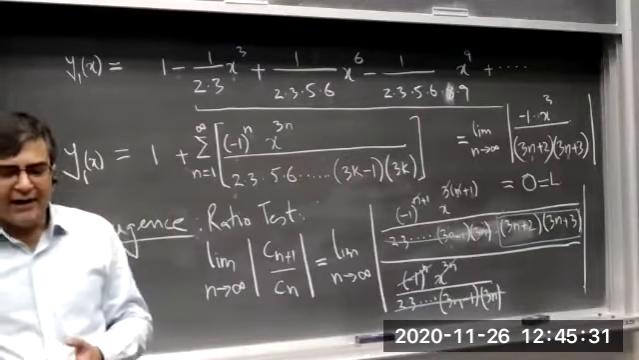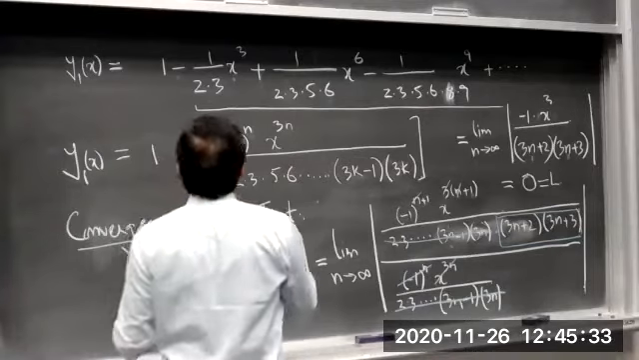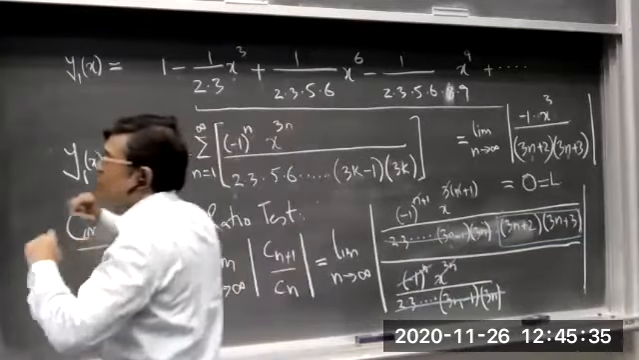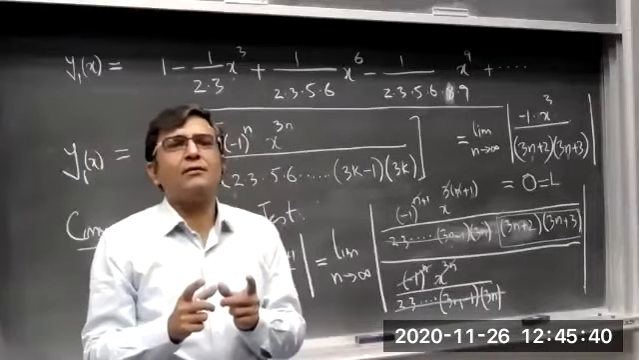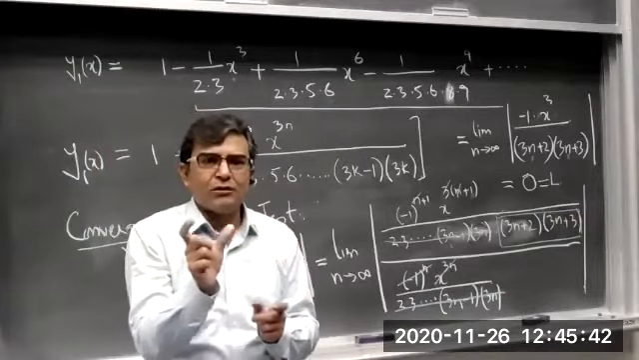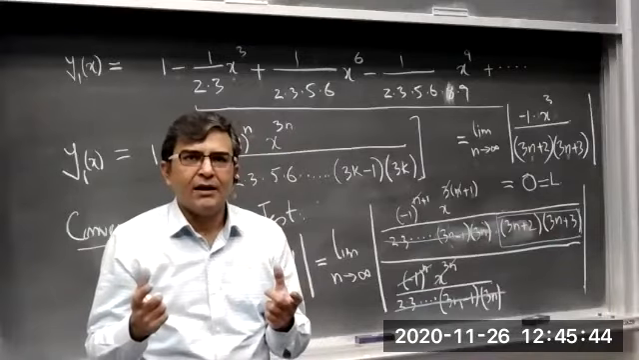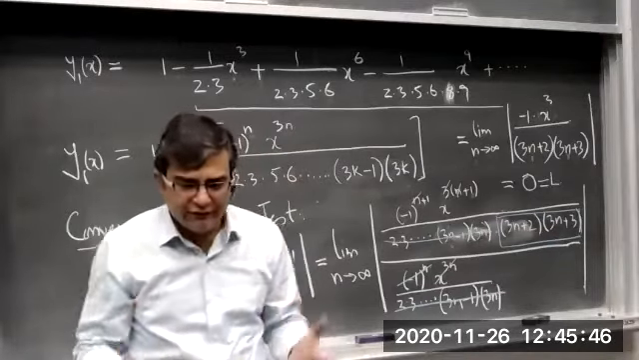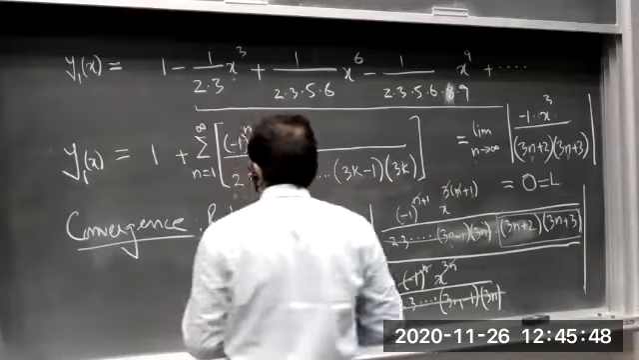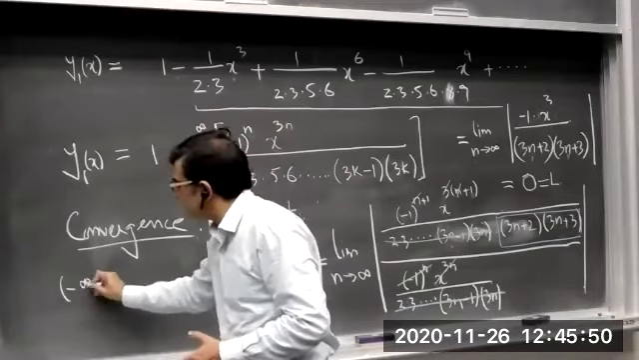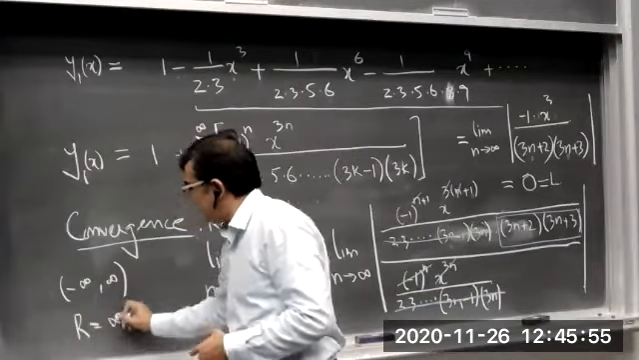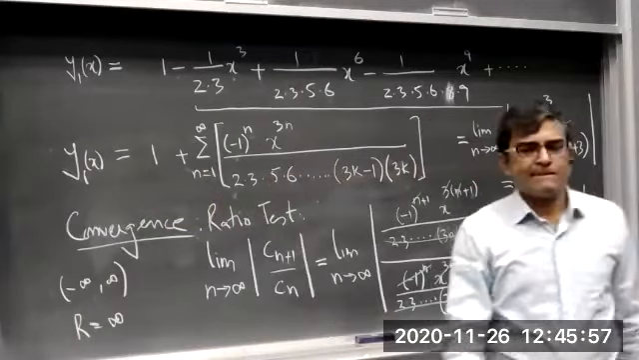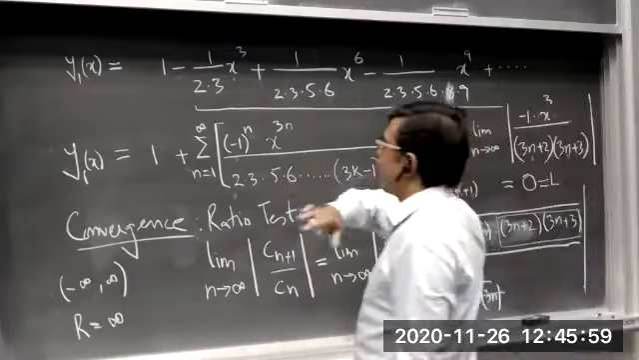So what will the interval of convergence be then? The whole set of real numbers. And what will the radius of convergence be? What is the radius of the set of real numbers? It is infinity. So the interval of convergence is minus infinity to plus infinity, and the radius of convergence is infinity, because this series is convergent for all values of x.